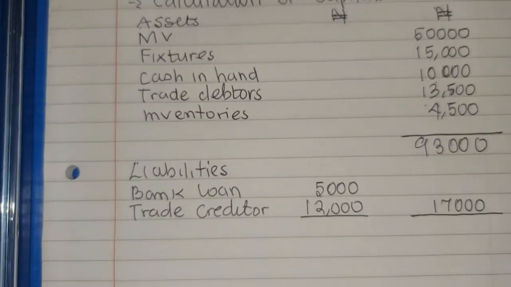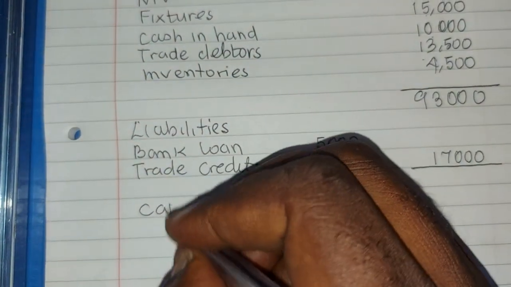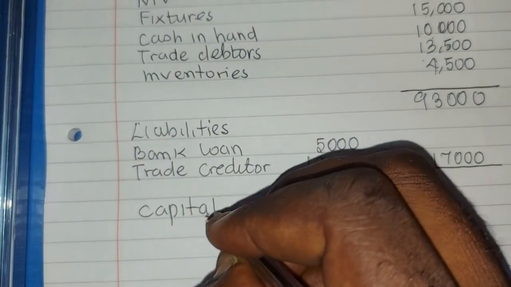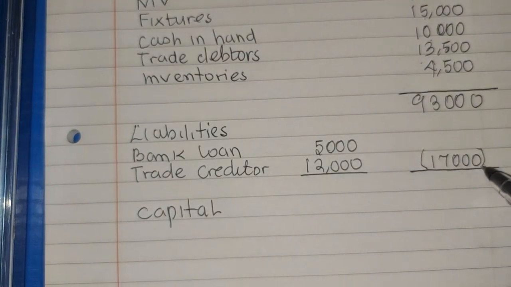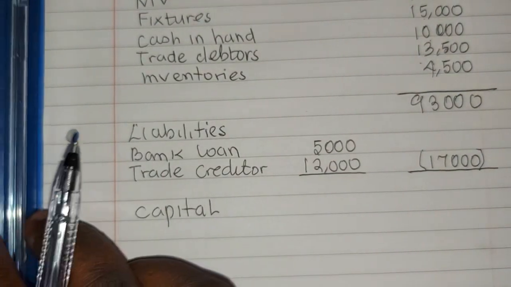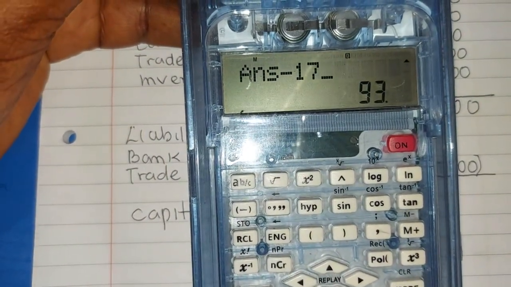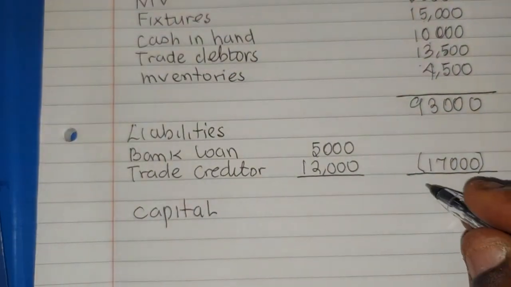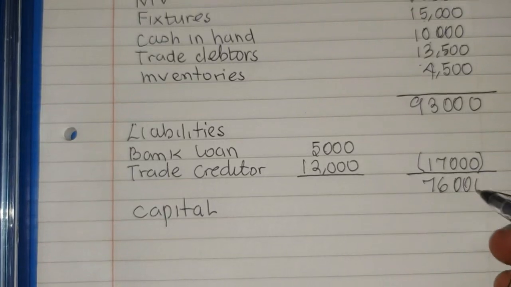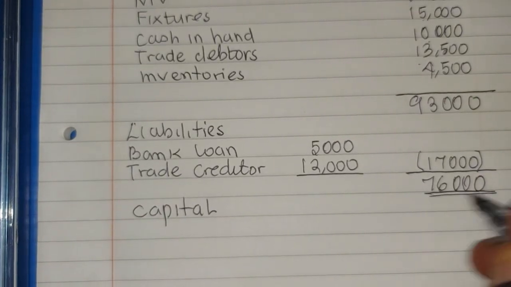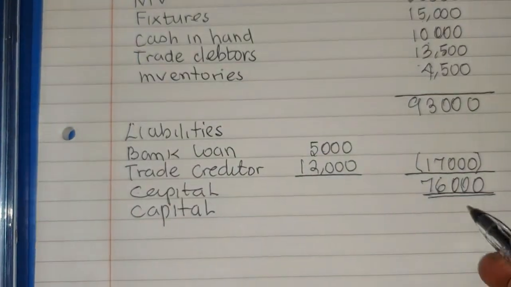So don't forget, what is capital? Capital is assets minus liability. So when you subtract your liability from this total assets, we have 93,000 minus 17,000. So what do you have? 76,000. So our capital is 76,000. Okay, that's our capital.